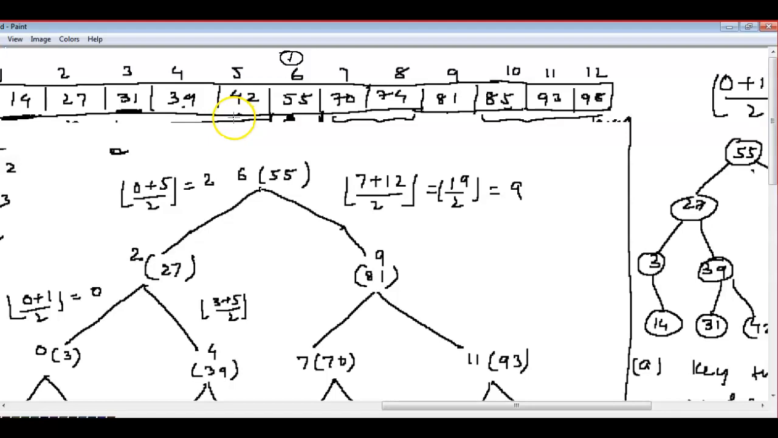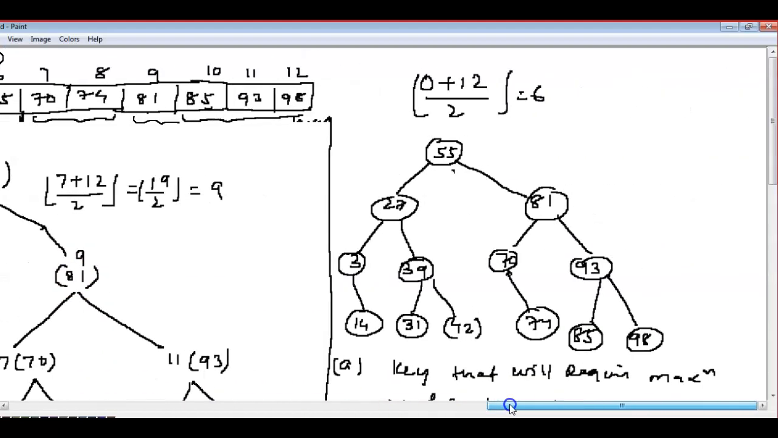Getting it? Similarly, second comparison will be 2 or 9. If you search the second time, a successful search will be the second position element or the 9th position element, because the second position is 27 and this is 81. The 9th position is 81, right?